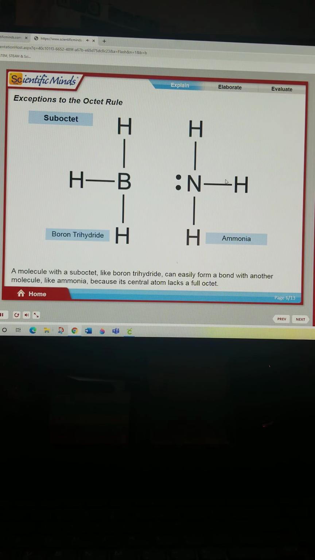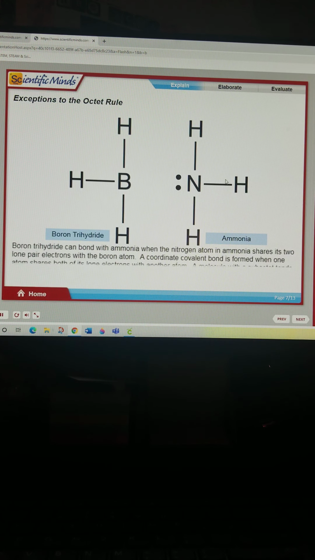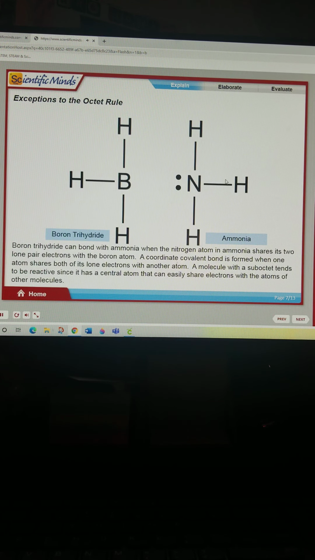A molecule with a suboctet, like boron trihydride, can easily form a bond with another molecule, like ammonia, because its central atom lacks a full octet. Boron trihydride can bond with ammonia when the nitrogen atom in ammonia shares its 2 lone pair electrons with the boron atom. A coordinate covalent bond is formed when one atom shares both of its lone electrons with another atom. A molecule with a suboctet tends to be reactive since it has a central atom that can easily share electrons with the atoms of other molecules.